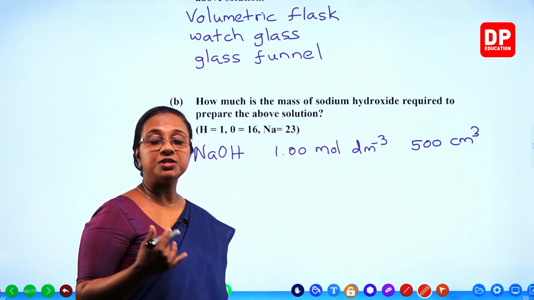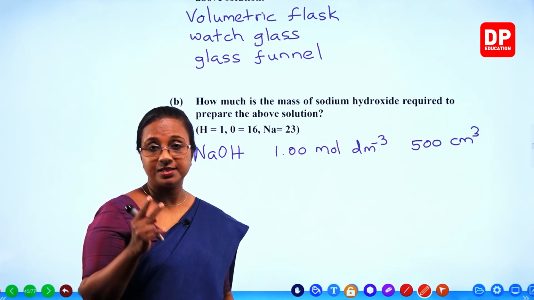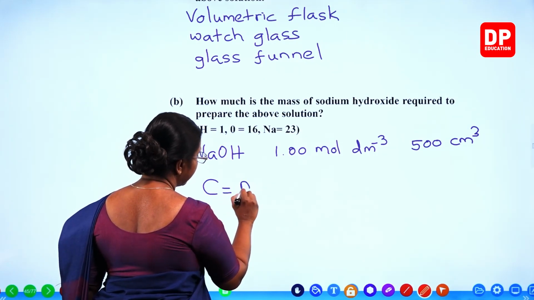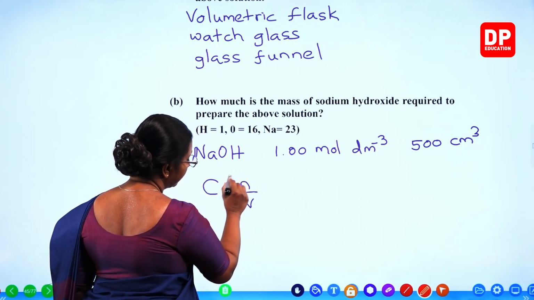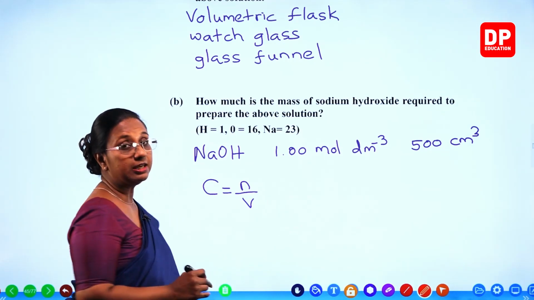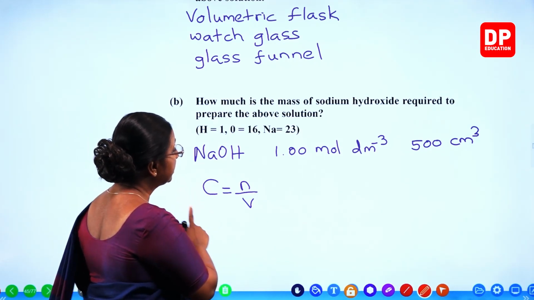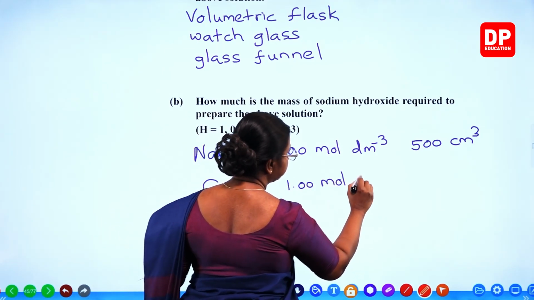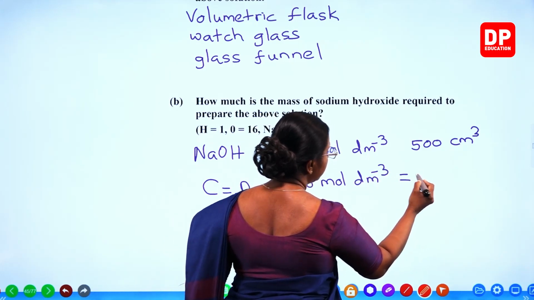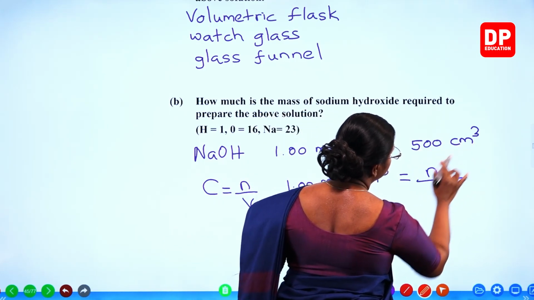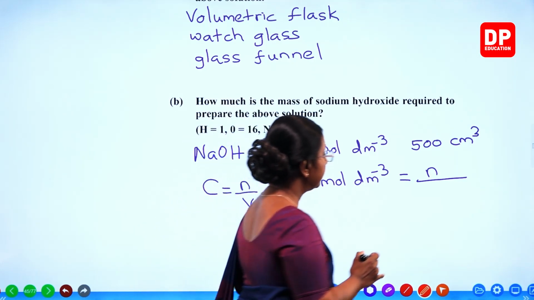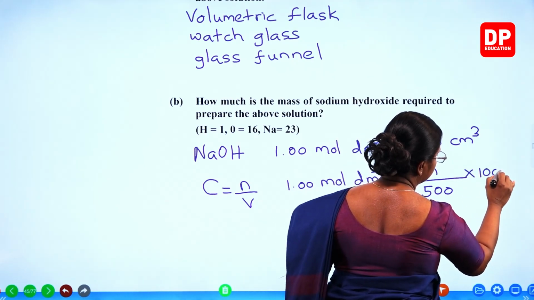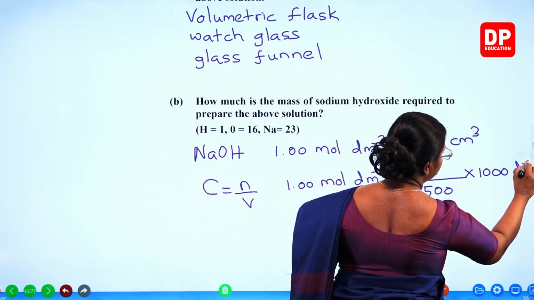So to calculate the mass, you all know there are 2 equations. One is the equation for concentration. We can use the symbols: C equals n over V. Concentration equals number of moles of solute divided by the volume of solution. Here we know the concentration, 1 mole per decimeter cube. We don't know the number of moles, but we know the volume, that is 500 centimeter cube. But to convert it to decimeter cube, we divide it by 1000.